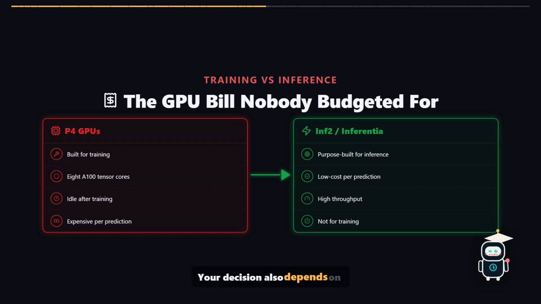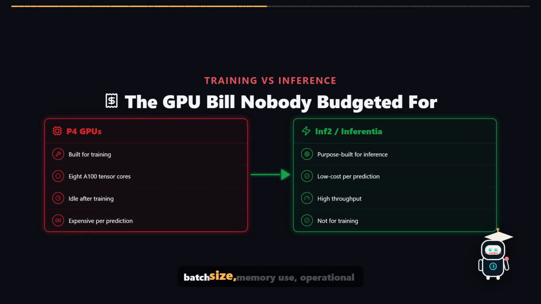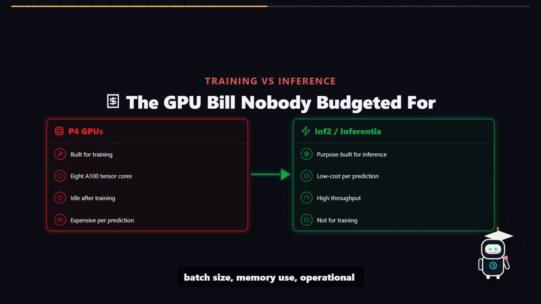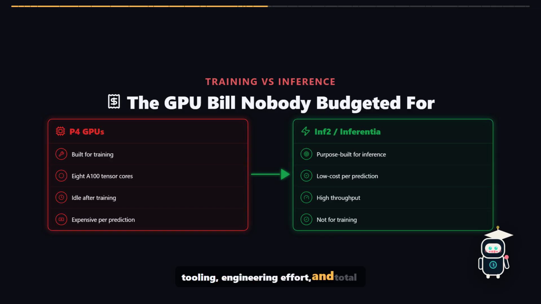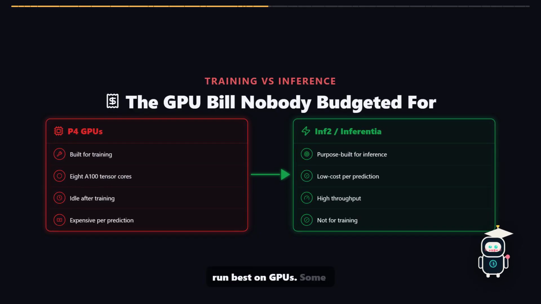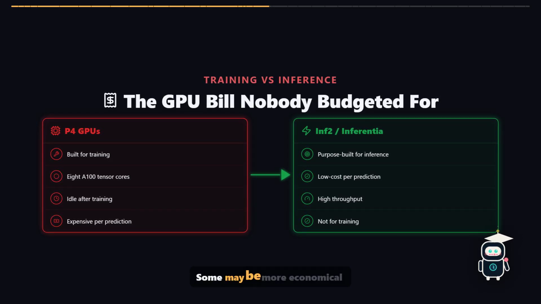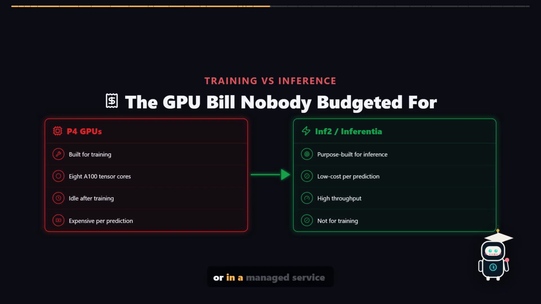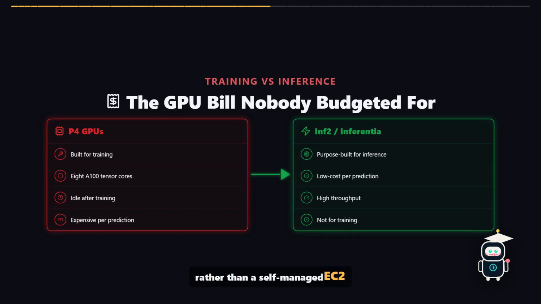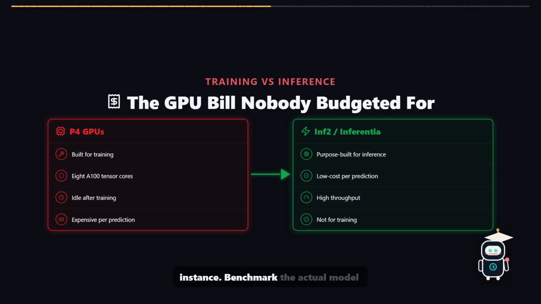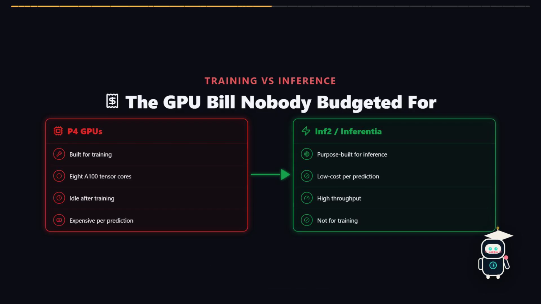Your decision also depends on latency requirements, throughput, model size, batch size, memory use, operational tooling, engineering effort, and total cost. Some inference workloads may run best on GPUs. Some may run well on INF2. Some may be more economical on CPUs, on another accelerator, or in a managed service rather than a self-managed EC2 instance. Benchmark the actual model and serving path before committing to a long-running fleet.